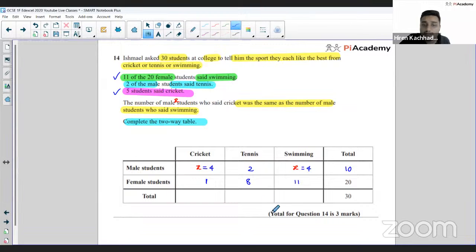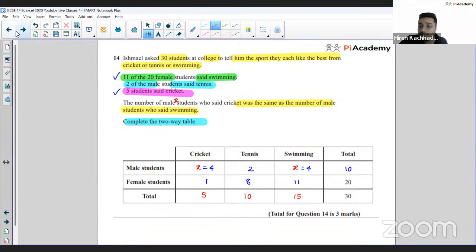So here it should be 8. Agree? This way you can add them, and to get the total, 4 plus 1 is 5, 8 plus 2 is 10, and 4 plus 11 is 15. And you can check this: 5 plus 10 is 15, 15 plus 15 is 30. So it's matching. You can add this as well, 10 plus 20 is 30. So this is also matching, right? Yeah, so we did this question.